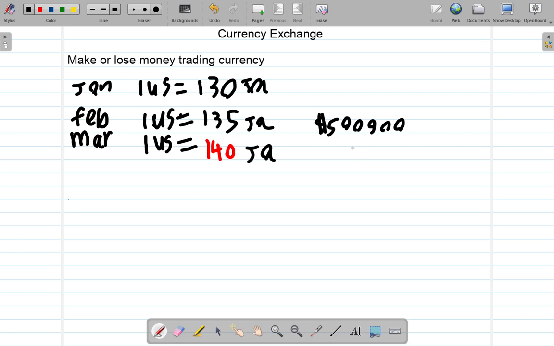So they say, all right, let me change my money into US dollar now, and then come March, I will change it back into Jamaican dollar. Now, if the US is selling for 135 Jamaican dollar in February, how much money would that person get when they change it to US dollar?